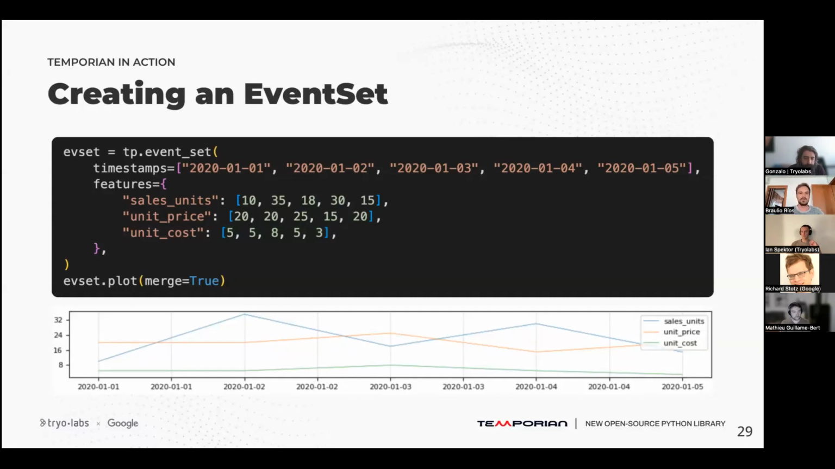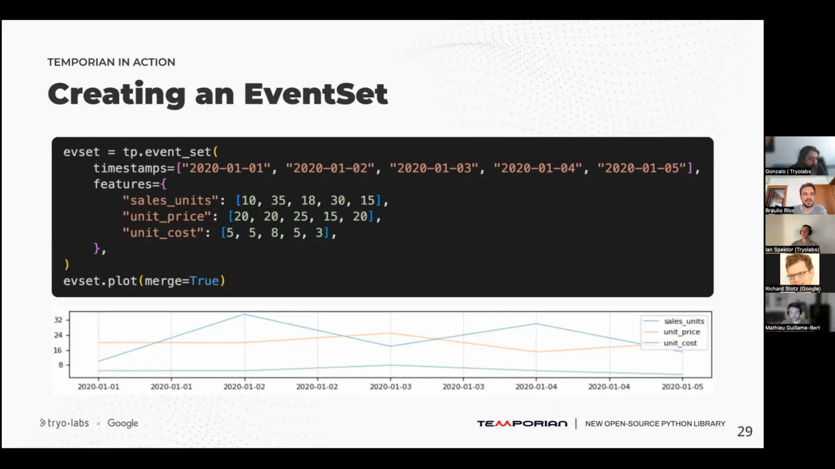So in this example, for example, the first event would be January 1st, 2020, the timestamp, and the features would be sales unit 10, unit price 20, and unit cost 5, and so on to the right, right? Then with that, you are already creating an event set, the central structure in Temporian.